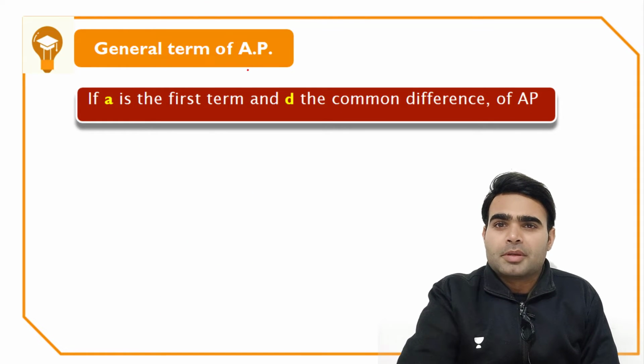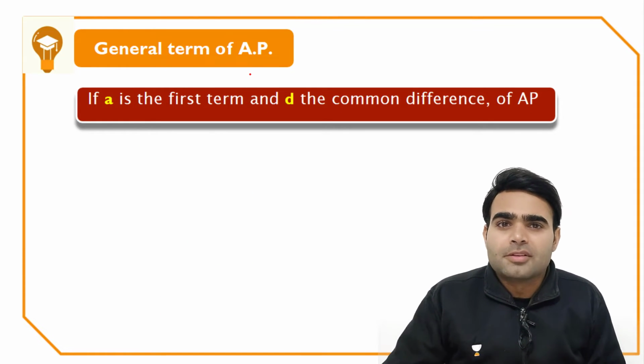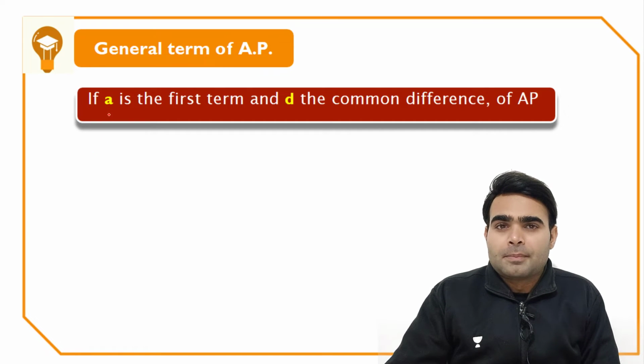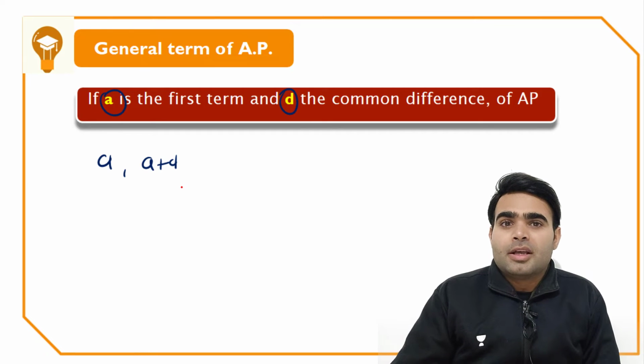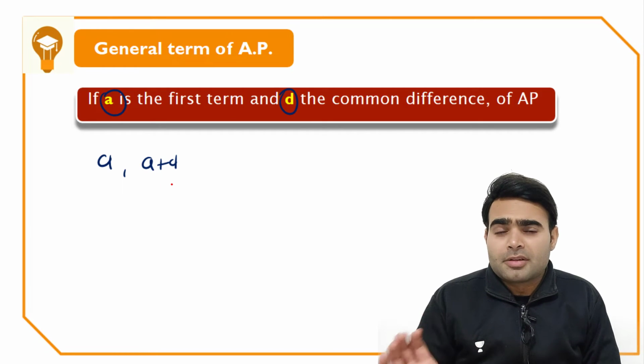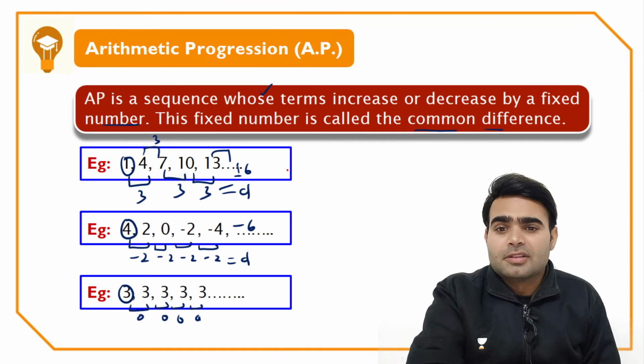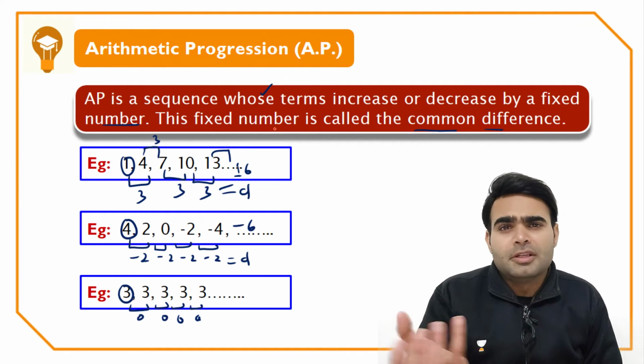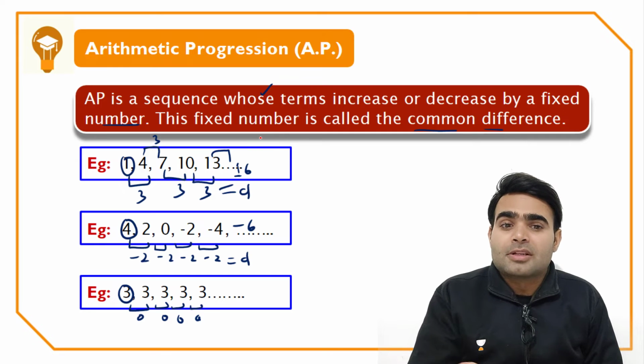So, the general term of AP. Let us think about the general term. Very simple. If you think a bit, this is D and this is A. What is AP? AP will be A plus D, because if the terms are at a fixed difference, you can see the definition here: AP is a sequence whose terms increase or decrease by a fixed number. Very simple. Then the fixed number is called the common difference.